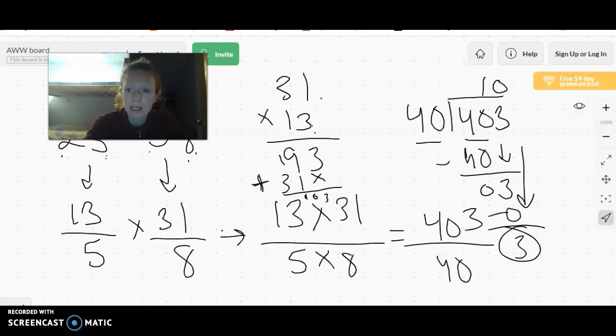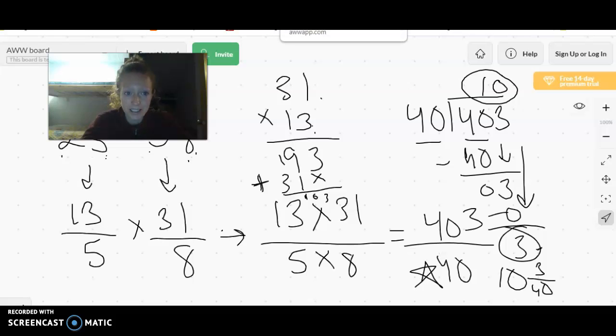So what does that mean? That means my whole number is 10. And that means my remainder, my numerator, is going to be 3. And my denominator was 40. So 10 and 3/40. Kind of a weird fraction. You probably will never be cooking with fractions that look like that in your whole life. But you'll know how to multiply them, so that's very exciting.